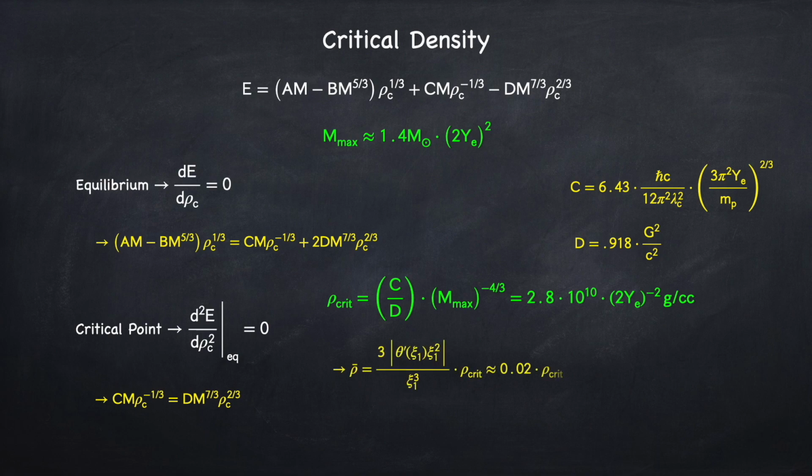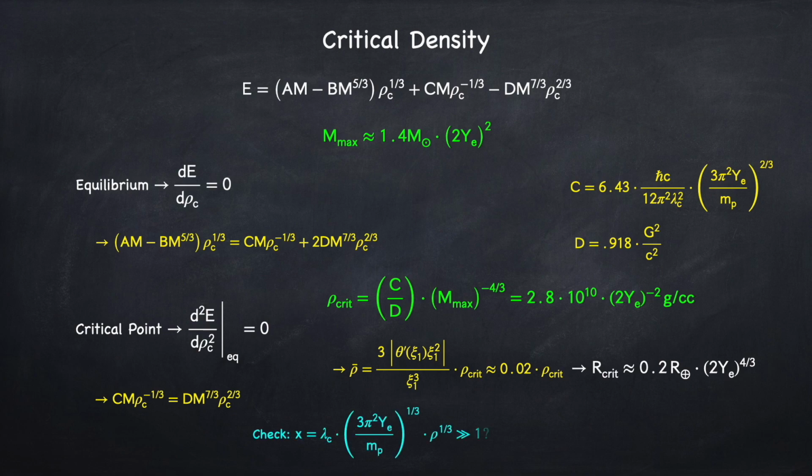For a polytrope, we have the following expression relating the average density to the central density. And for an n equals 3 polytrope, this factor is about 0.02. Now that we know the average density and the mass of the star, we can work out that the critical radius is about 1/5 the radius of the Earth. There is one more thing we need to check to make sure everything is consistent, which is that our initial assumptions are correct. So what were our initial assumptions? That the electrons are degenerate, that they're relativistic, and that Newtonian gravity is sufficient.